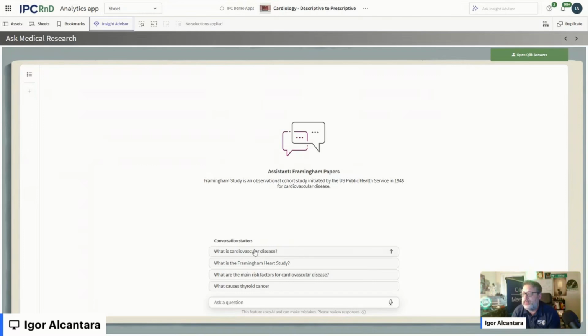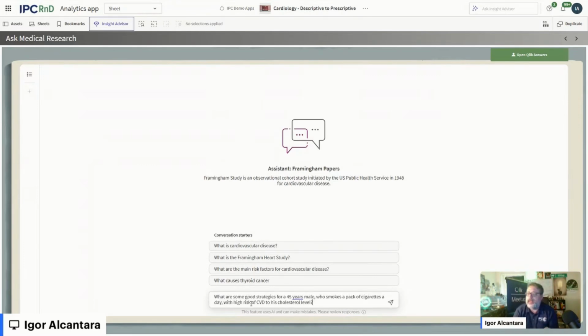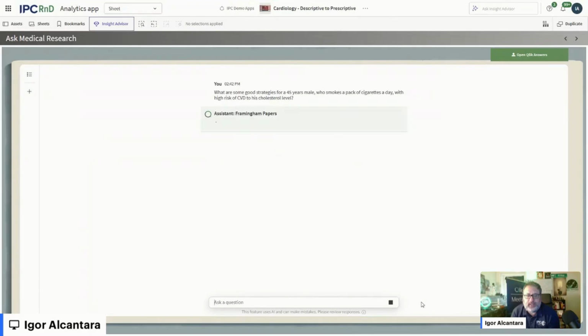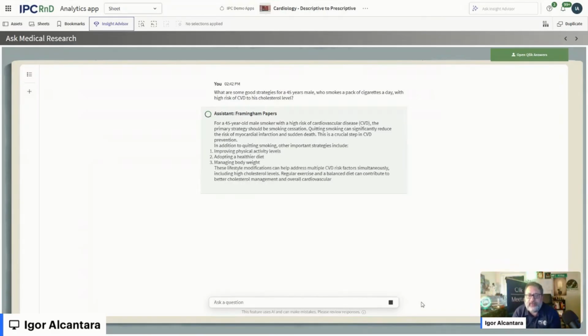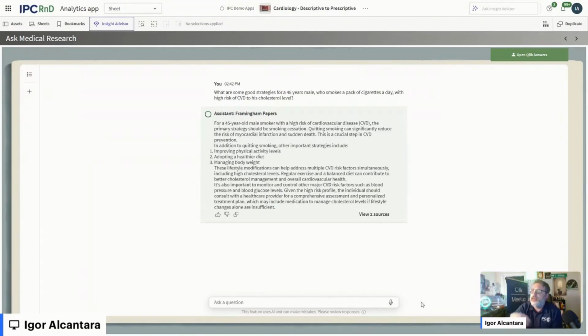For example, I have some predefined questions here, conversation starters. Let's try something like, what are some good strategies for a 45 years old male who smokes a pack of cigarettes a day with high risk of CVD to reduce his cholesterol level? So I can ask that question. And now Qlik Answers is consulting the knowledge base that I provided, and it's giving me some strategy. For male high cholesterol, this is what you're going to do. Improve physical activity levels, develop a healthier diet, manage your body weight, etc.